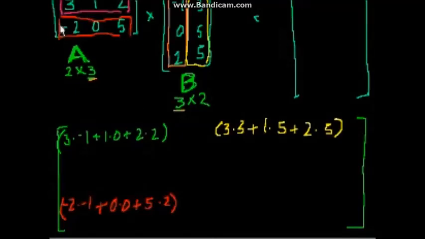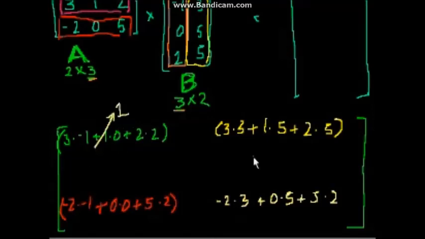And now we're going to multiply this row, because we're in this bottom row. We're in row 2, column 2. So it's minus 2 times 3 plus 0 times 5 plus 5 times 5. And then if we simplify it, let's see, minus 3 plus 0 plus 4. So this is, if my math is correct, this simplifies to 1.